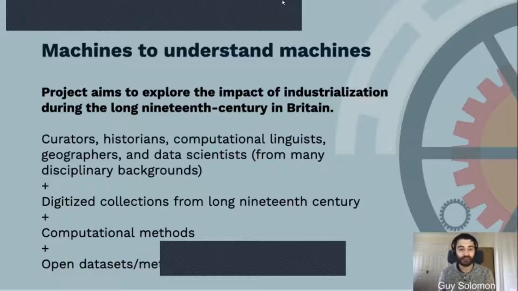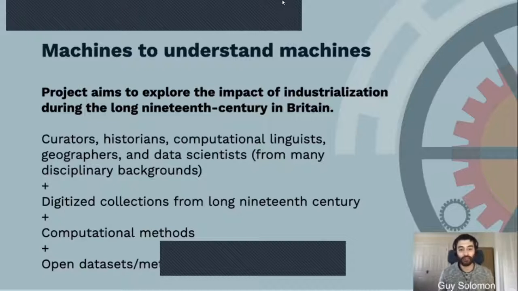Our team is composed of people from a variety of backgrounds, including curators, historians, computational linguists, geographers, and data scientists. And within that, everyone has different disciplinary backgrounds as well. The project draws on digitized collections of sources from our period, and then employs computational analytical tools to analyze these at scale. So we're able to look at the experience of individuals, but we're able to look at this across the country and draw commonalities between people in different places.